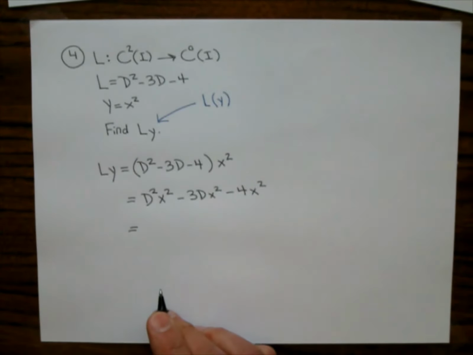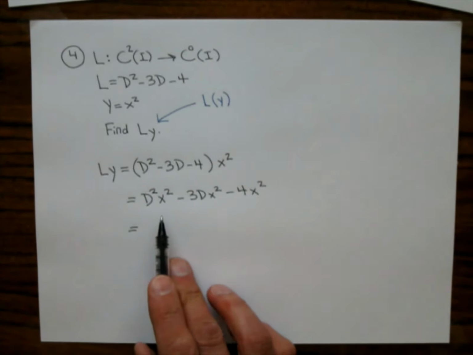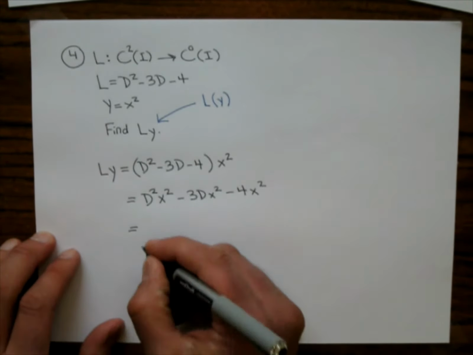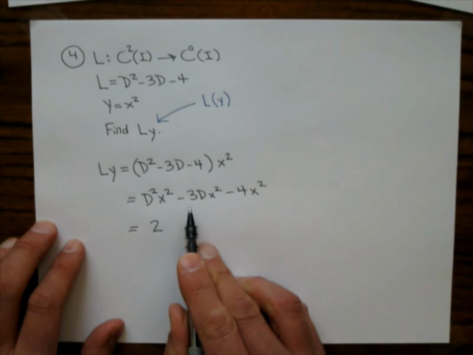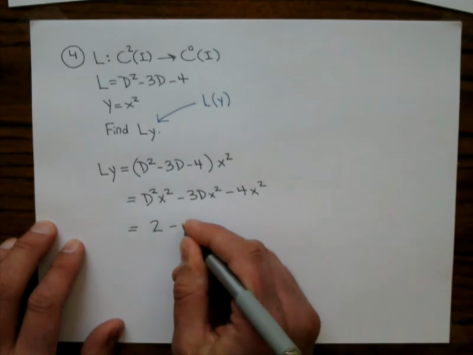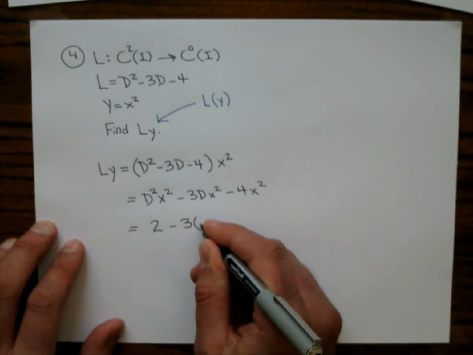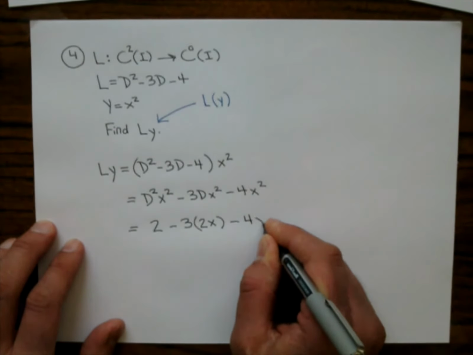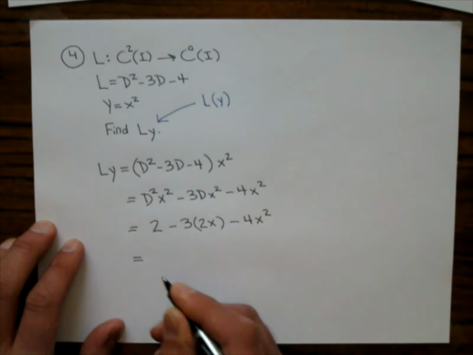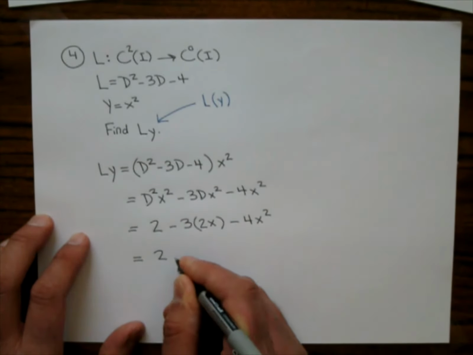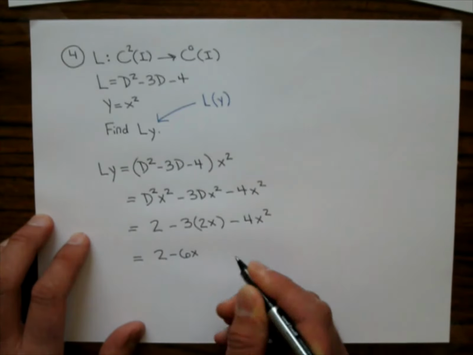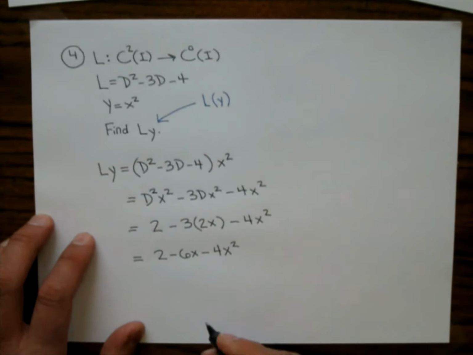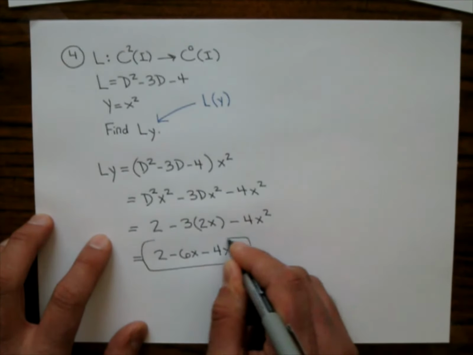Okay, the second derivative of x squared would be, let's see, the first derivative is 2x, the second derivative is 2. Then we have minus 3, might as well just write this out. The derivative of x squared is 2x. And then we have a minus 4x squared. So this looks like we have 2 minus 6x minus 4x squared. And so there's our answer.